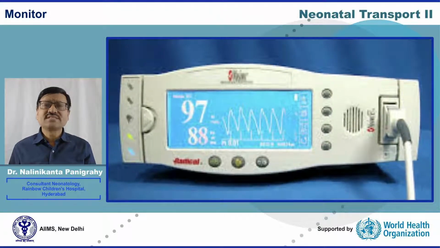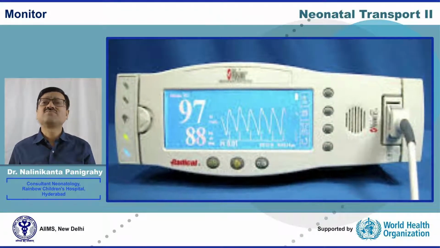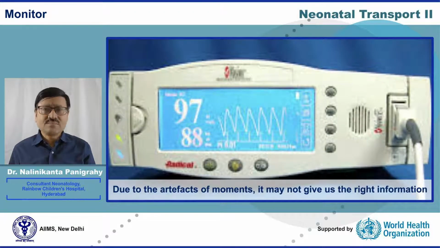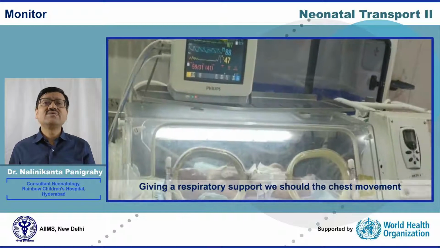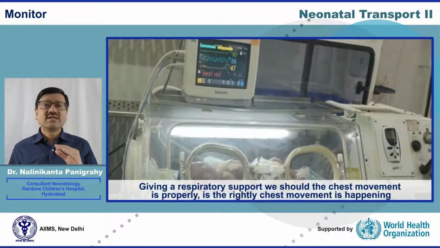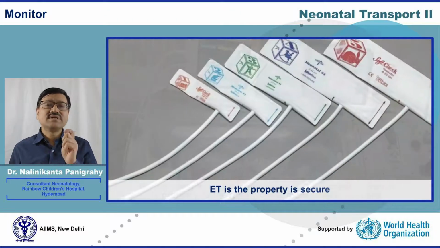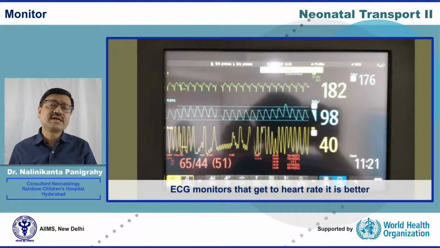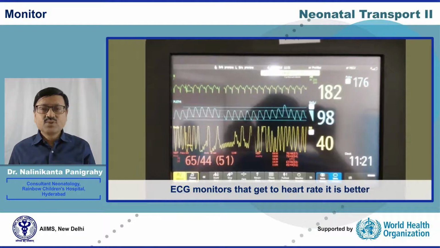The pulse oximetry sometimes gives oxygenation and pulse information, but due to the artifacts of movements, it may not give us the right information. So when we are giving respiratory support, we should check that the chest movement is happening rightly, and that the ET tube is properly secured, and preferably if an ECG monitor is there to get the heart rate, it's better. So these are things that should be available.